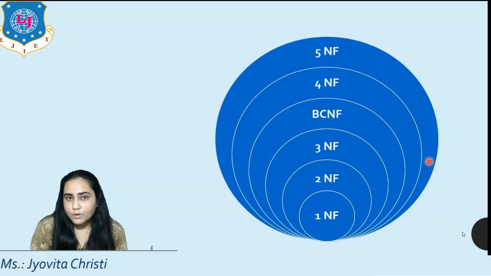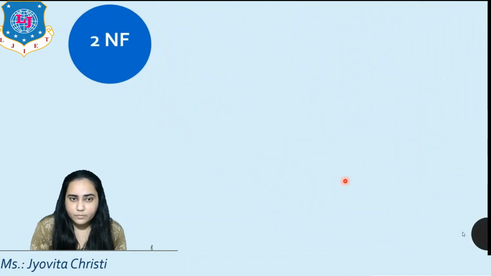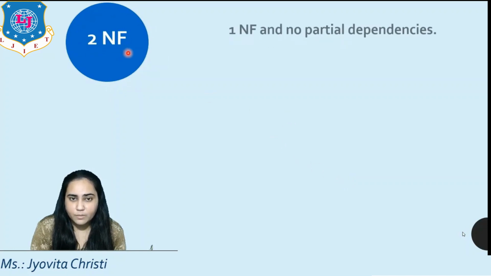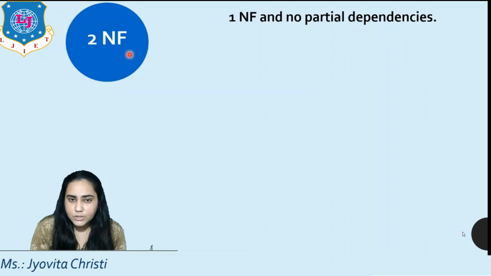Now, let's move on to the second step in the normalization process, which is called 2NF. 2NF stands for the second normal form. And here the condition is that your relation should already be in the first normal form. That means your entire database should already be in the first normal form. And then there's a second condition that says there should be no partial dependencies.